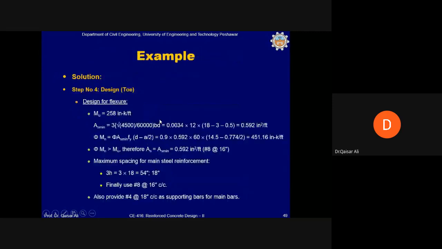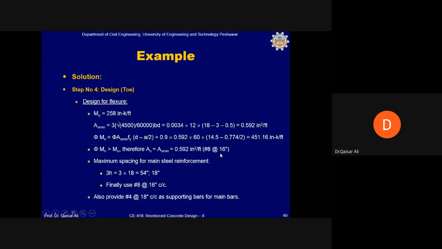Now the design of toe. You know that in the design of toe, the upward pressure of the soil is being taken into account, and MU is being calculated in the analysis part, which is 258 inch kip per foot. AS minimum is calculated from this equation, which comes out to be 0.592. From this, the bending moment given by this minimum reinforcement is calculated, which is 451, and this is greater than MU, so we will use the minimum reinforcement, and minimum reinforcement is 0.592.